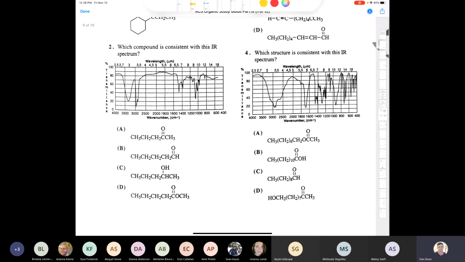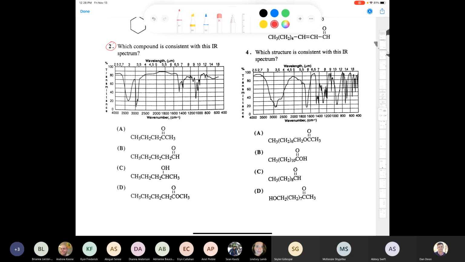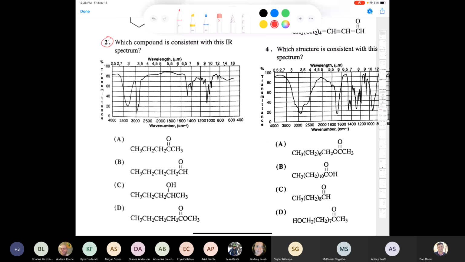Question number 2, we have an infrared spectrum, and it asks which compound is consistent with this infrared spectrum. I'll give you a quick second to take a look at it. There's one of them that I think is abundantly clear here. Yeah, my students are all saying C. Why did they all know it's C?